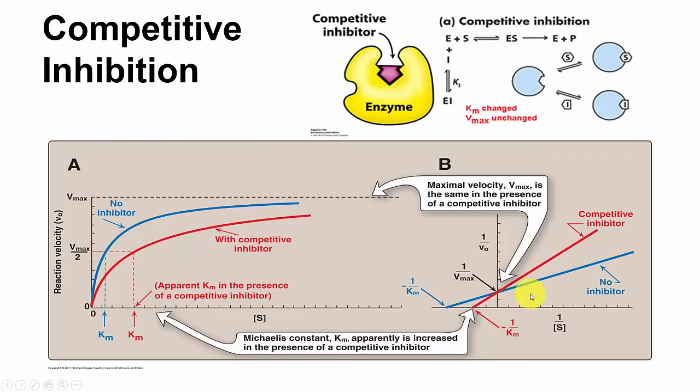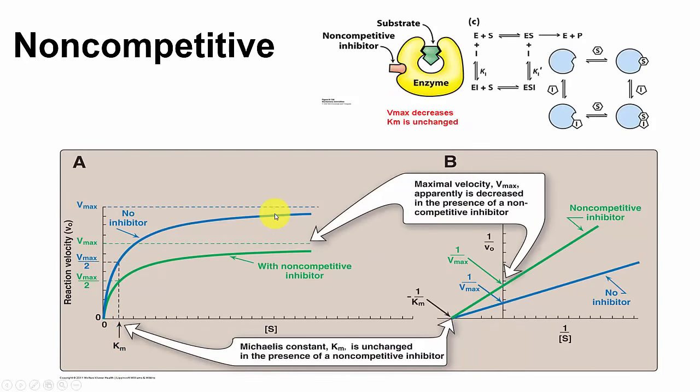Now if you look at the Lineweaver-Burk plot, you will see that you get a different Km, a different minus 1 over Km intercept on the x-axis, but you get the same intercept on the y-axis, so 1 over Vmax doesn't change. So Km changes, but Vmax doesn't. So keep that in mind.